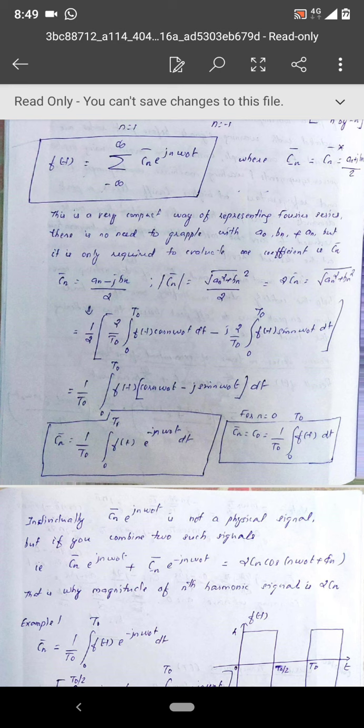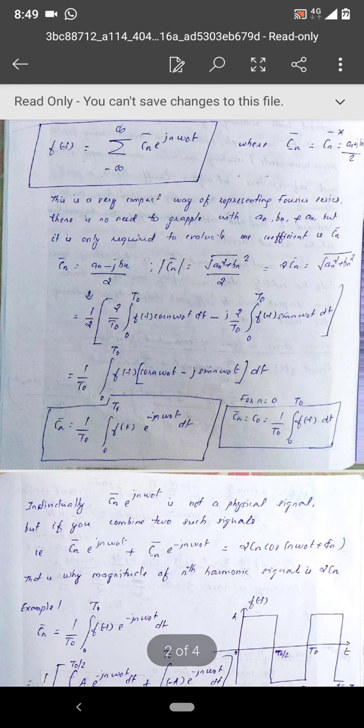You simply add C minus n bar e raised to minus j n omega naught t with Cn bar e raised to j n omega naught t. Now you can combine them and write it as 2 Cn cos of n omega naught t plus phi n. That is very easy to find out. So the cos signal is a physically realizable signal.